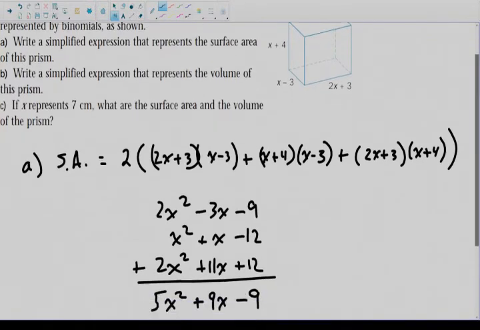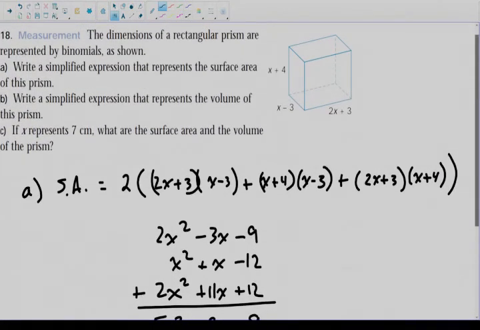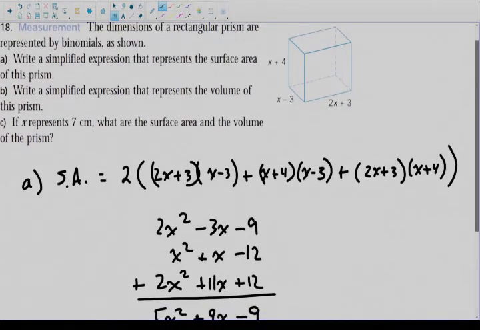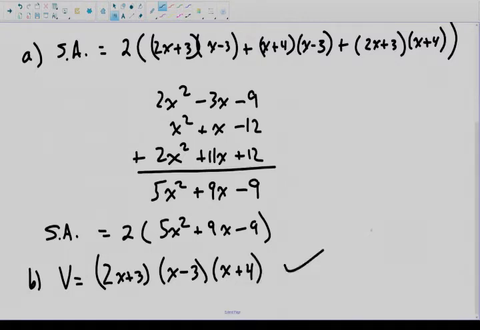Now we have to do one for the volume. Now volume is just length times width times height. So 2x plus 3, x minus 3, and I'm missing x plus 4. And that is going to be the simplified expression for that one. We're not going to expand it because that would give a cubic relationship. The factored version is better.